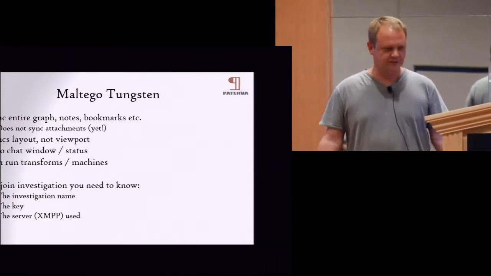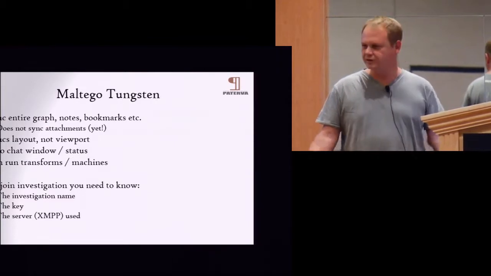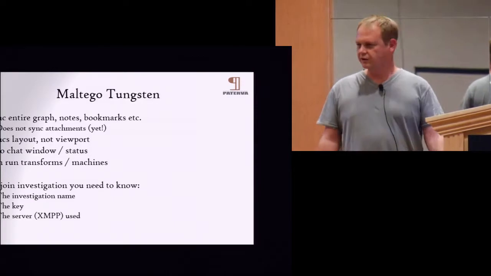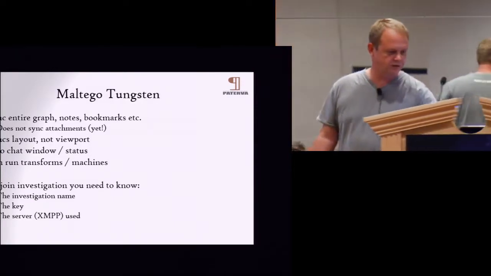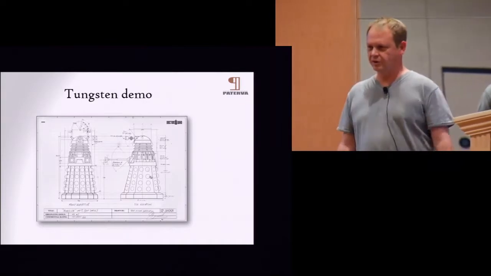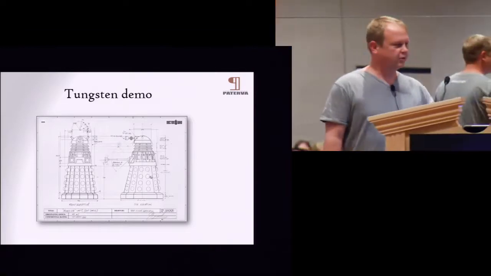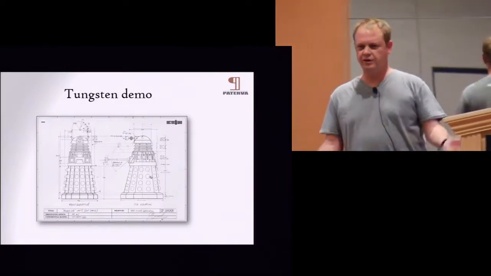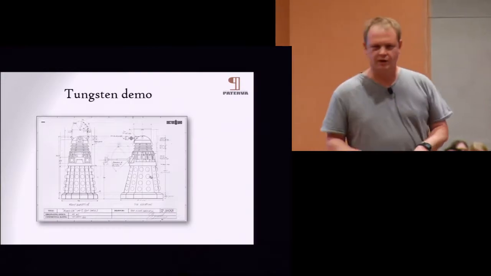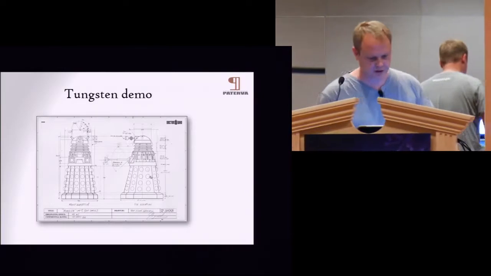Okay, right, so to join an investigation, you need to know the investigation name, you need to know the key, and you need to know the server. So this all seems kind of foreign. So what we're going to do is attempt a demo live on stage, which is never a good idea. We've got a machine over there, we've got a machine over here. Of course, these machines are both on the net. They could be anywhere in the world. And we're going to collaborate together in a graph. Right, so let's try this.